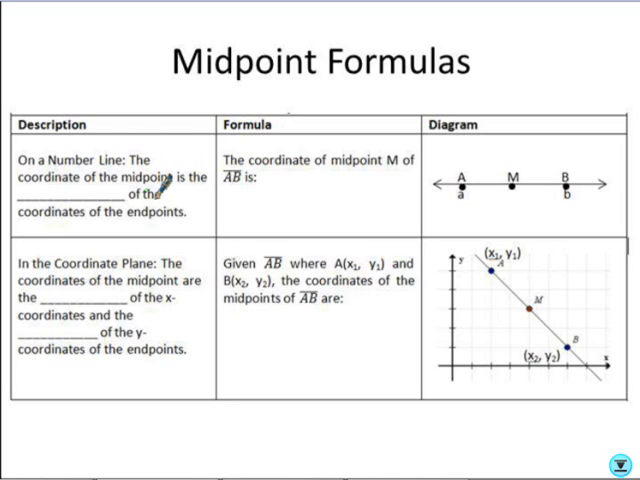On the number line, the coordinate of the midpoint is the blank of the coordinates of the endpoints. Think about what middle means. And in algebra, we talked a lot about how middle was like an average. So that's all this is. The midpoint is the average of the coordinates of the endpoints. So that's what we do. We're going to literally take the average.